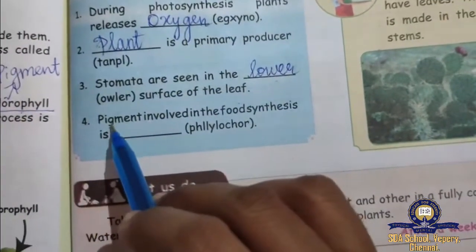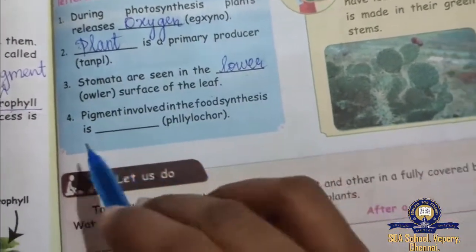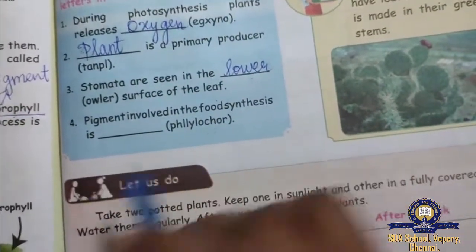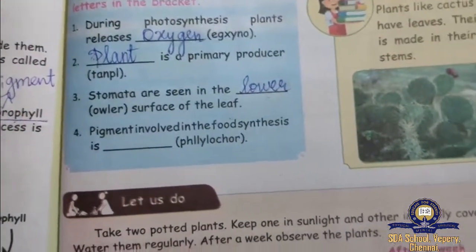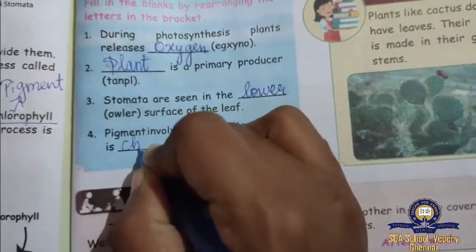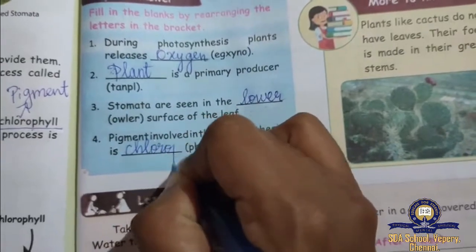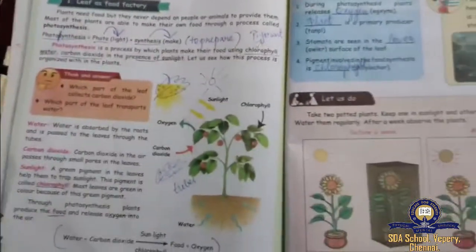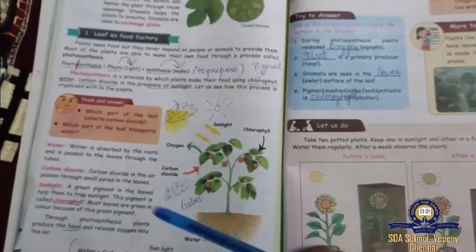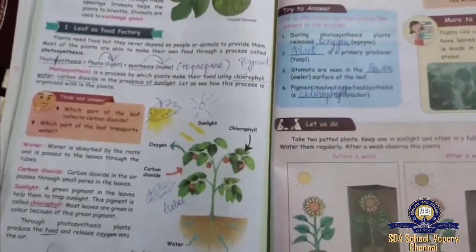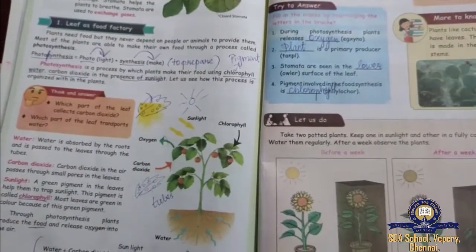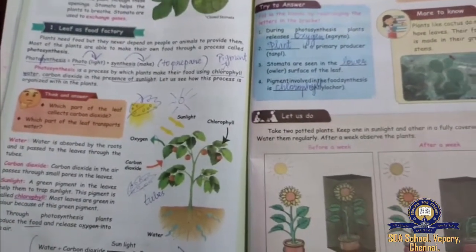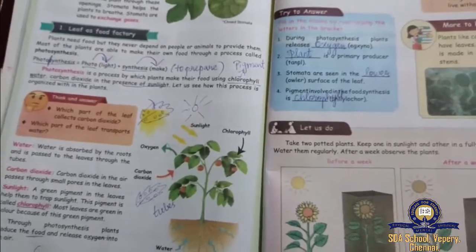Okay. The pigment involved in food synthesis is dash. So which is the pigment in the plant? Chlorophyll. So I want you all to read the process of photosynthesis. Okay, in the Zoom class I will ask questions from this photosynthesis topic. Okay, students, thank you.